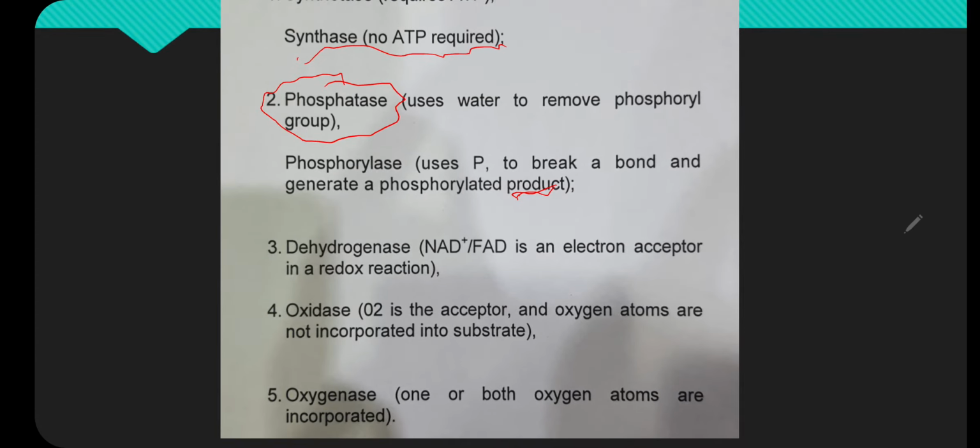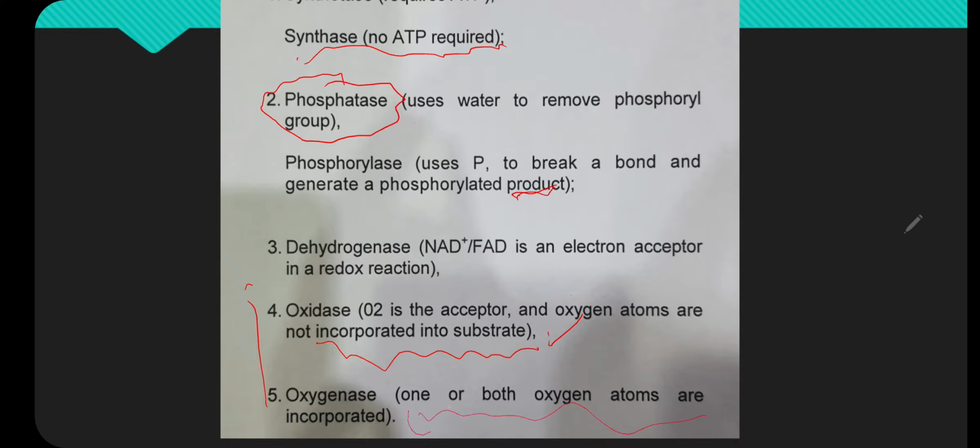Similarly, dehydrogenase is an electron acceptor with a redox potential. In oxidase, oxygen is the acceptor and oxygen atoms are not incorporated into the substrate, whereas in oxygenases, one or both oxygen atoms are incorporated. Here, I am talking about numbers 4 and 5.